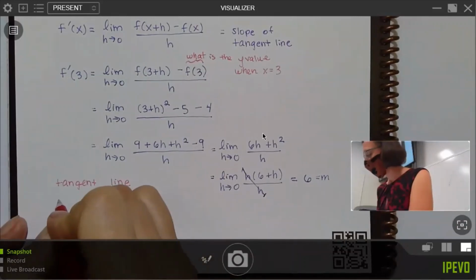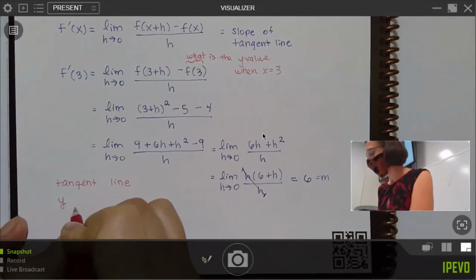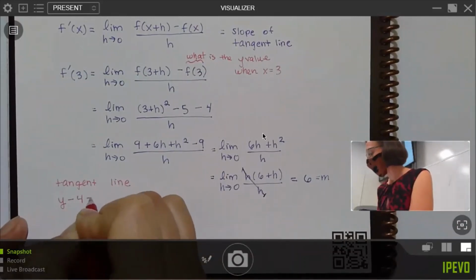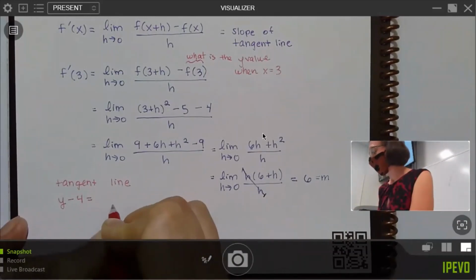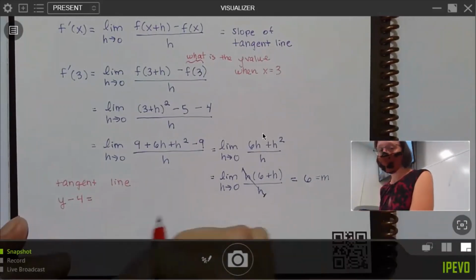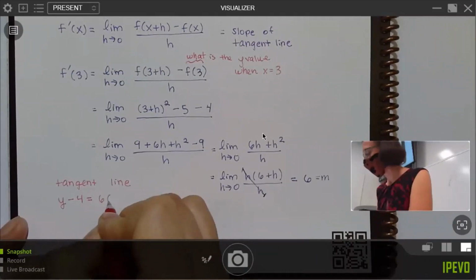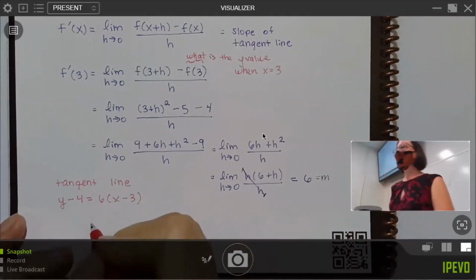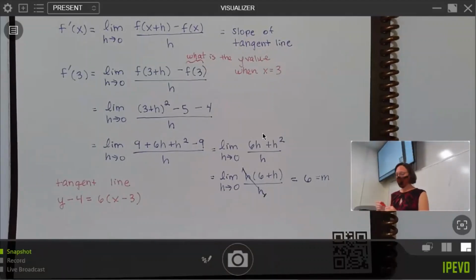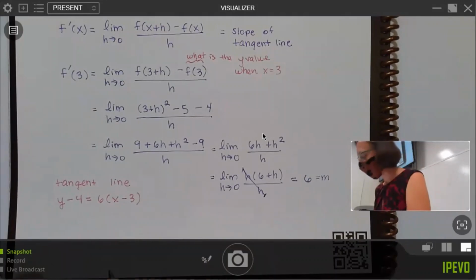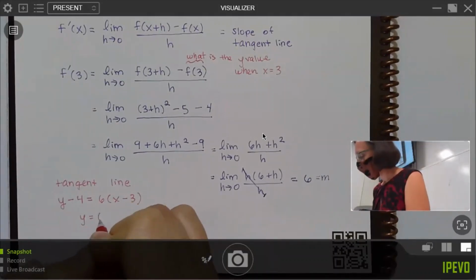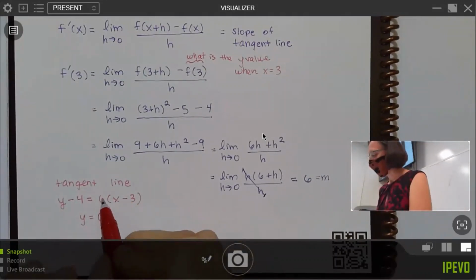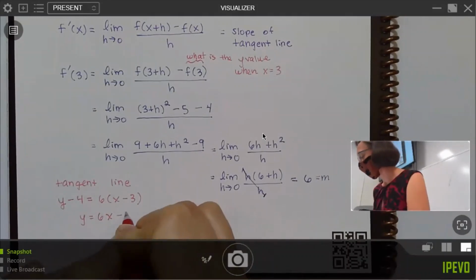So I would put that into our point slope form and have y minus 4 is equal to m times x minus 3, but now we know what our slope is. So 6 times x minus 3. You could rearrange that to look like y equals mx plus b if you wanted to, or we could leave it alone. If you rearrange that, it's going to be negative 18, and then if I add 4, negative 14.